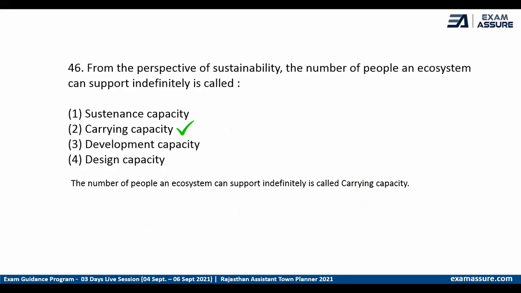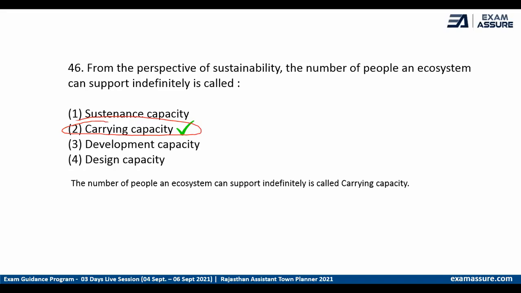From the perspective of sustainability, the number of people an ecosystem can support indefinitely is called. Okay, so I think most of you must be aware, this is called carrying capacity. An ecosystem has a certain amount of environmental resources, so it can handle only a certain limit of people. Beyond it, the ecosystem will not be able to sustain, so the ecosystem will start dying.